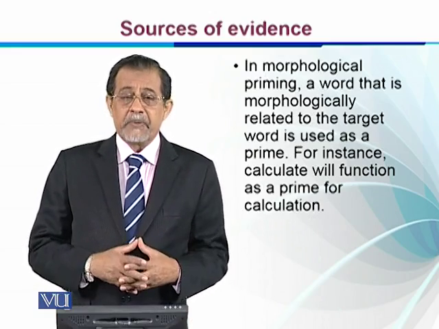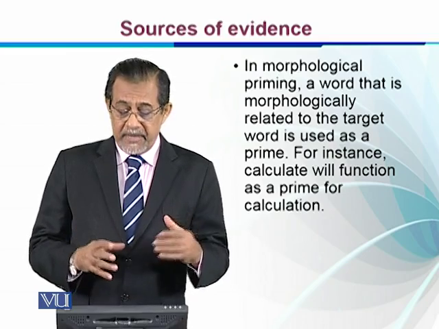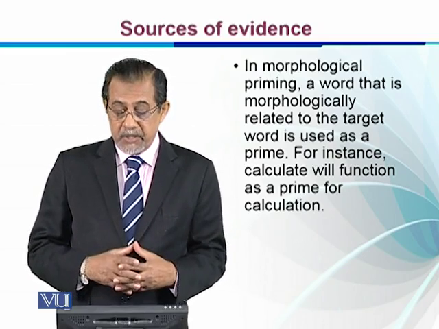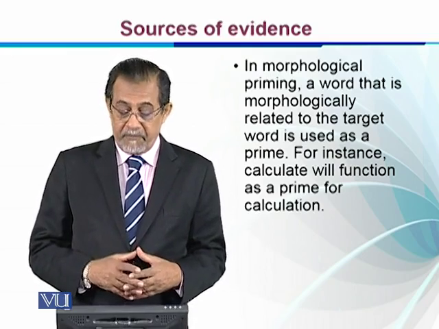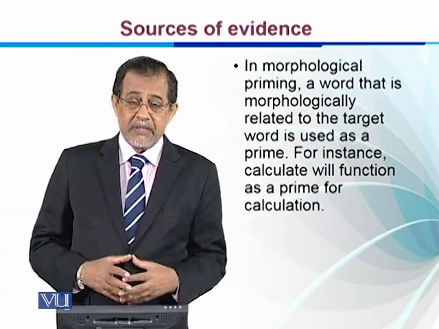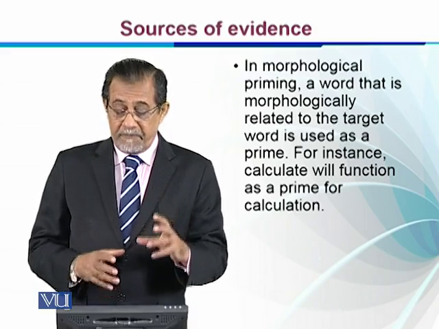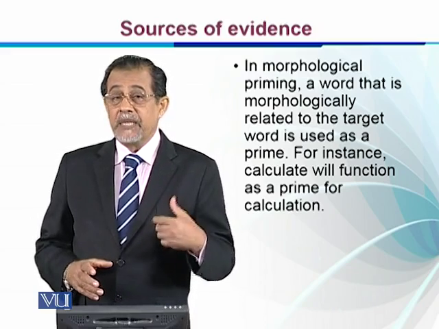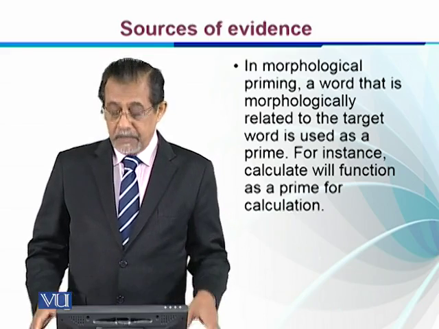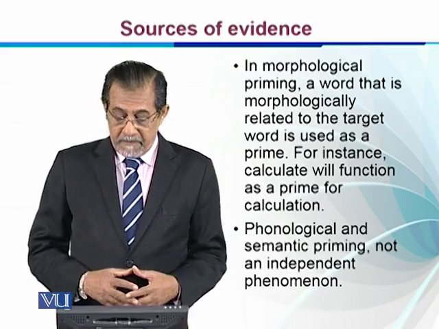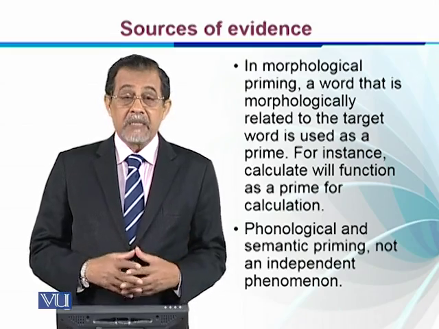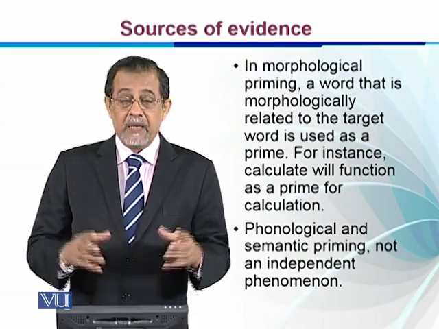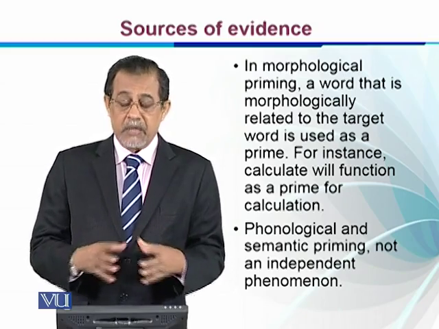In morphological priming, a word that is morphologically related to the target word that we are to recognize is used as a prime. For instance, calculate will function as a prime for the word calculation, right? Phonological and semantic priming are not independent phenomena, they are connected with each other.